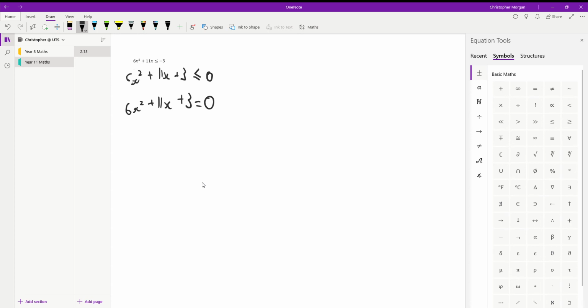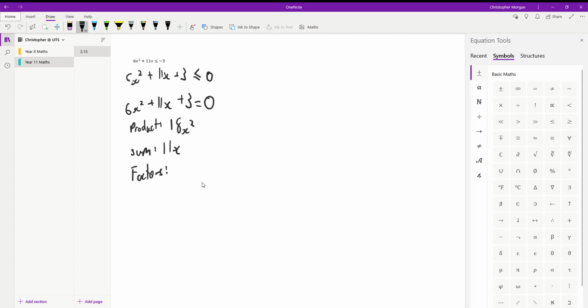Okay, so how are we going to do that? Well, a good way to do it is the PSF method. Remember, that is product, sum, and factors. Okay, so the product is the multiple of the first and the last term. That gives us 18x squared. The sum is the middle term, that is 11x, and we simply want 2 numbers that multiply to give 18 and add together to give 11.